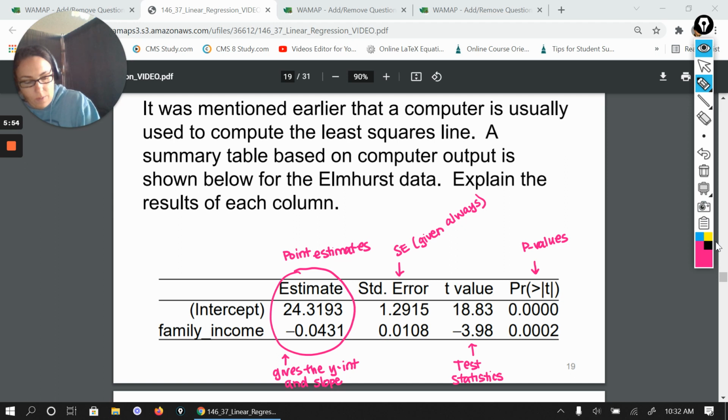If we were to set up hypothesis statements, we would say the null hypothesis is that beta naught equals 0, and the alternative hypothesis is that beta naught does not equal 0. So either the y-intercept equals 0 or the y-intercept does not equal 0. This is for the top row here. For the top row, we are testing whether or not the intercept is 0.